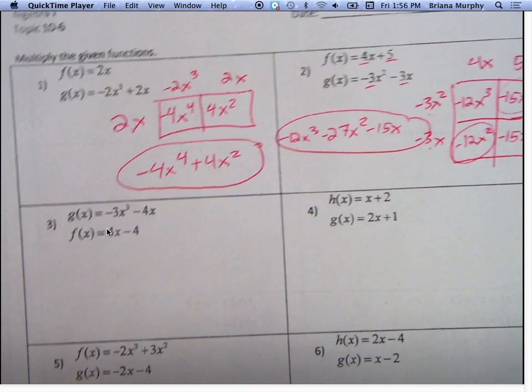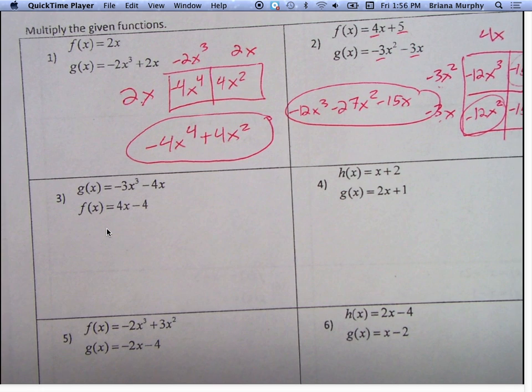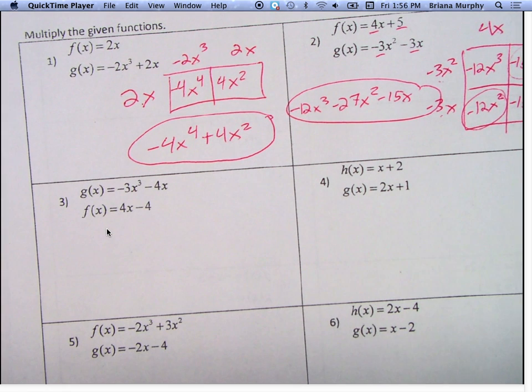I would like you guys to try number 3 right now on your own, and then we'll check to see if you got the right answer. Try number 3 right now on your own. Don't sit and play on your phone. Actually, try number 3.